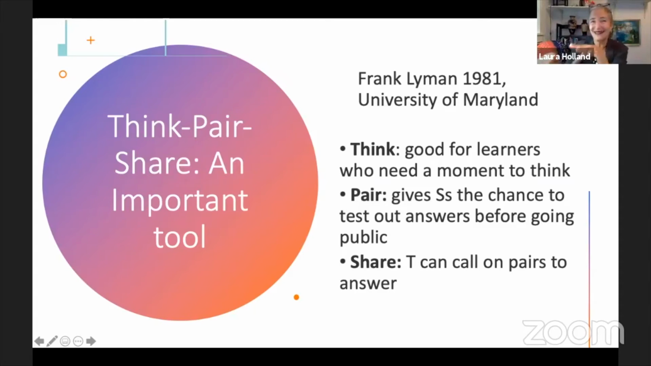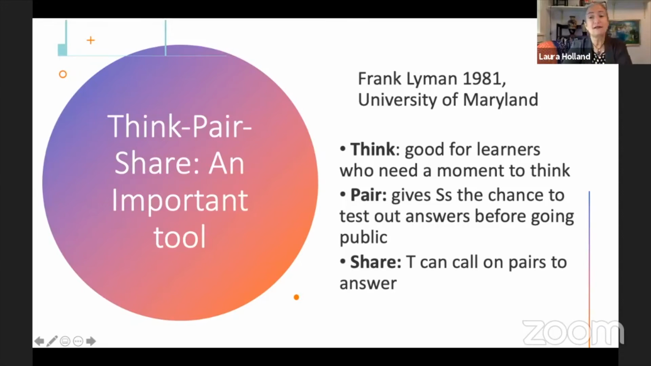It's a little bit trickier on Zoom. In online classes, I usually leave out the pair part and just do think, share. We'll talk about that in a moment. But you can put them in breakout rooms for a couple of minutes in pairs and then have them come back. And that works also. I've done that a few times.